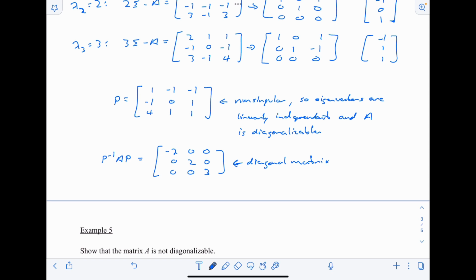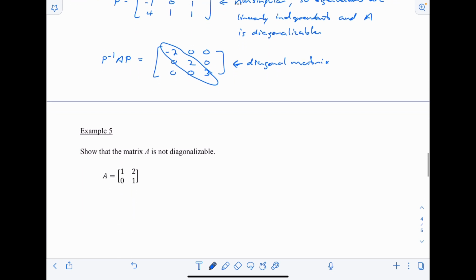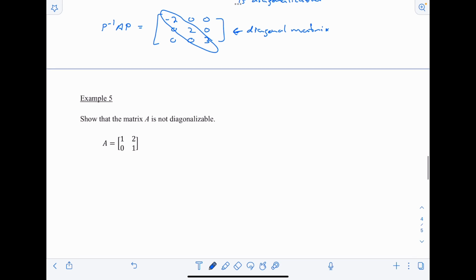Okay, now again, depending on the order that you put your columns into P, the order of those numbers in the main diagonal, so these 3 numbers right here, may be in a different order, and again, that's fine because it's just consistent with how you set up P. So don't worry necessarily about the order. Make sure that you've got the same values. All right, so now let's do one where A is not diagonalizable, and let's see what that looks like.